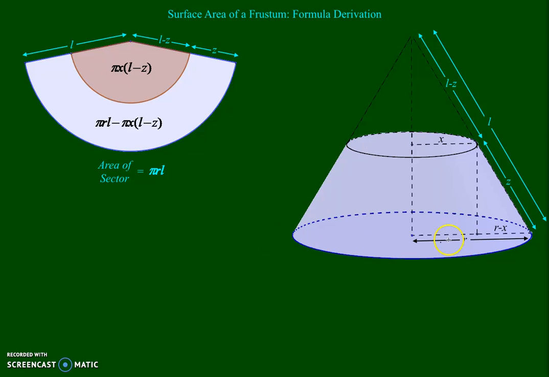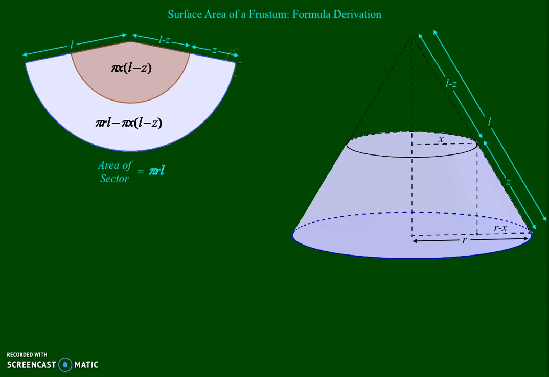If you were to take the net of any cone, the net of the lateral area of the cone has the shape of a sector of a circle. And the area of that sector is pi times the radius of the cone itself times the slant height of the cone. In this case, pi RL. So this entire sector is pi RL.